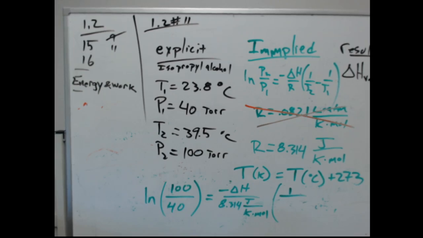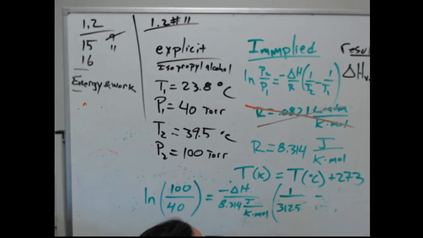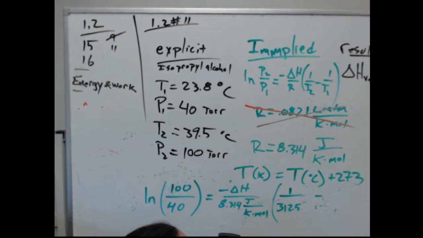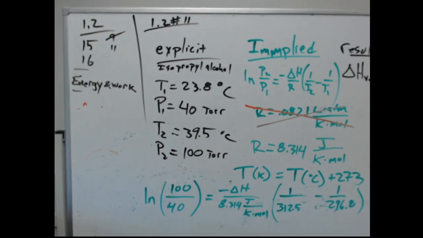So let's see here. T2 is going to be my 39.5 as long as I'm consistent. 39.5 plus 273. Oh yeah, 312. And then I'm going to have my 23.8 plus 273. So 1 over 296.8. Again, technically it is 273.15, rounding errors for what we're doing.